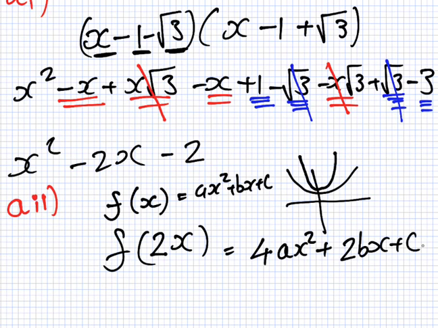Do you see what's happened there? All I did was replace the x with 2x. So if I put 2x back in here, I get 2x squared. What's 2x squared? It's 4x squared, because the 2 is squared as well. That's why there's the 4 there now. And that's why there's the 2 there, because it's really b multiplied by 2x. I just wrote the 2 in front.